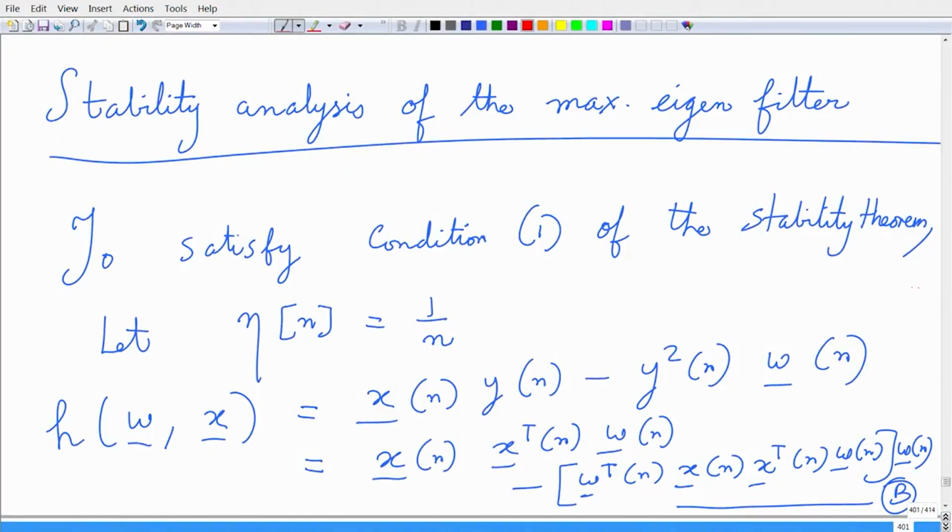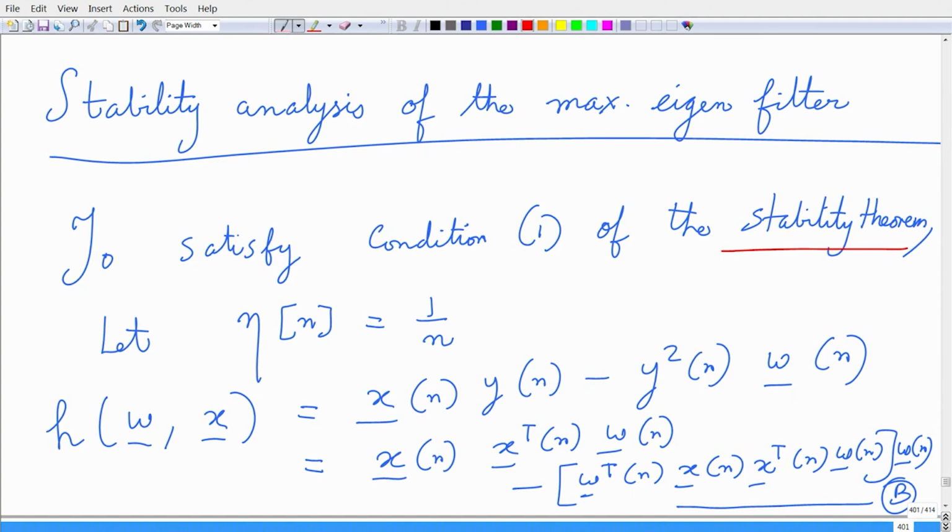To satisfy condition 1 of the stability theorem, we can choose weights eta of n, which is something like 1 upon n, right. We choose this update like this. Let this governing function h of w and x be written in this form: x n times y n, where y n is a scalar and x is a vector, so vector x times y at time step n minus y square of n times this vector w of n.